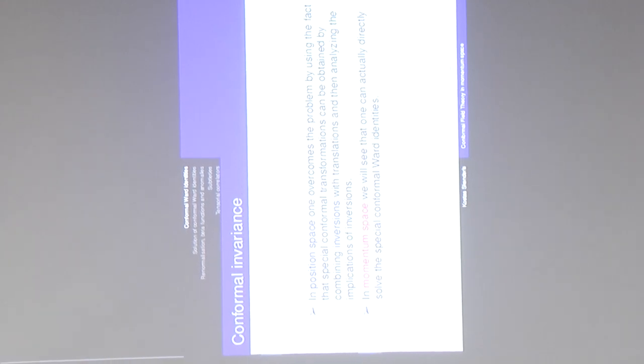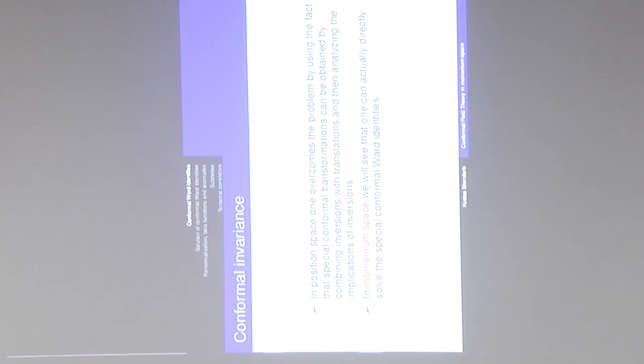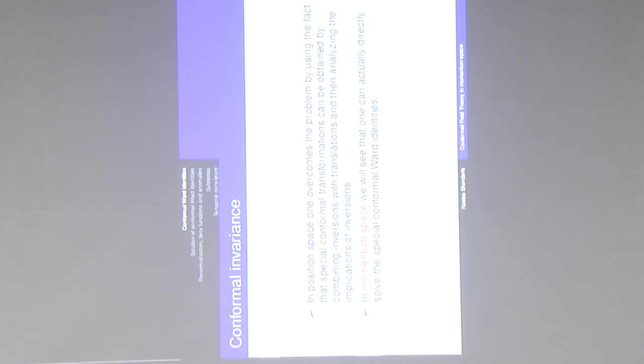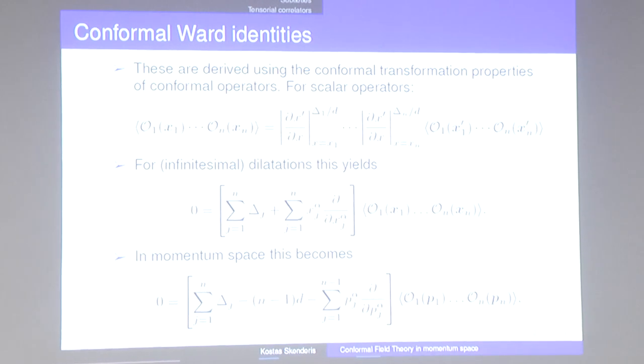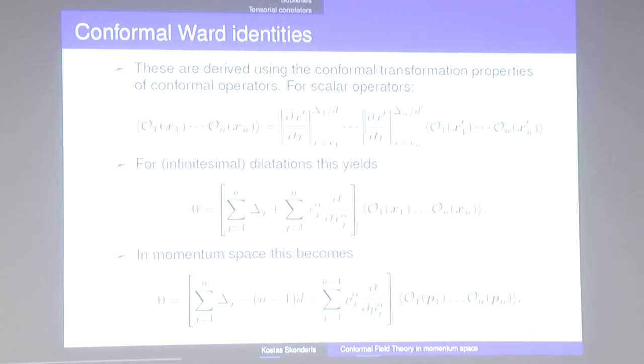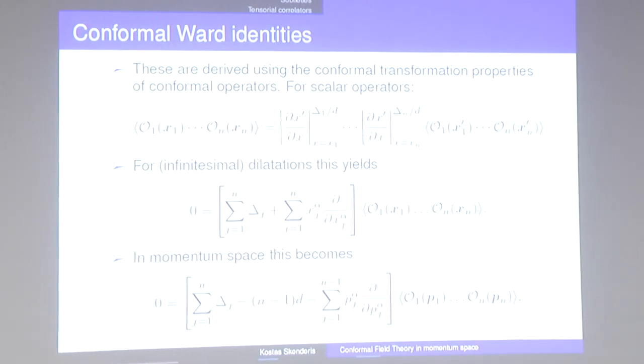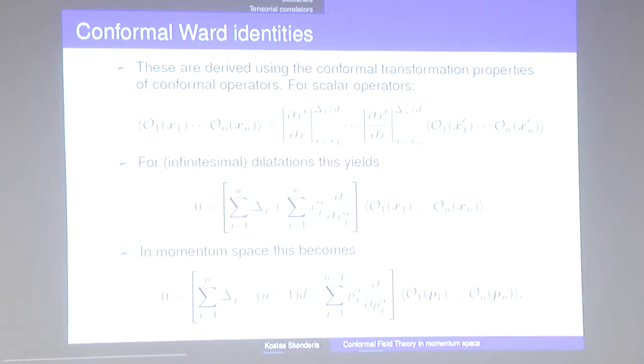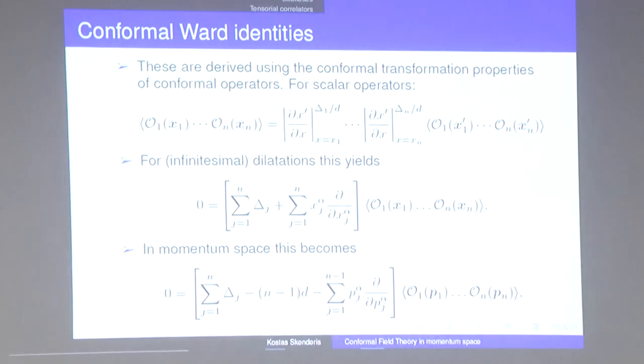It's not very straightforward to understand what inversions mean, because it's an operation you do in positions. And once you Fourier transform, it's a nonlinear transformation. It's not easy to see how to deal with it. But we will see that we actually managed to solve the equations exactly. Okay, so these are the transformations we want to impose.